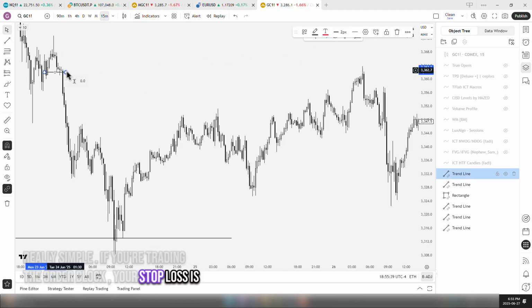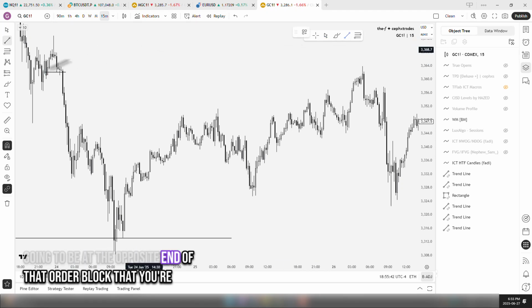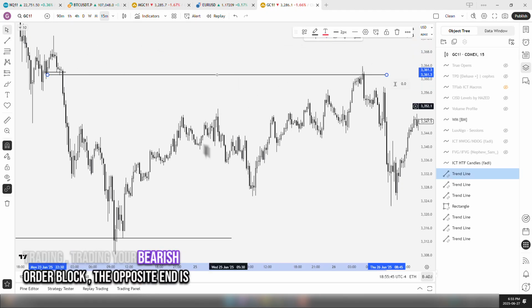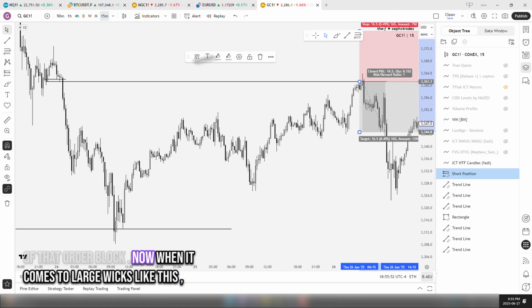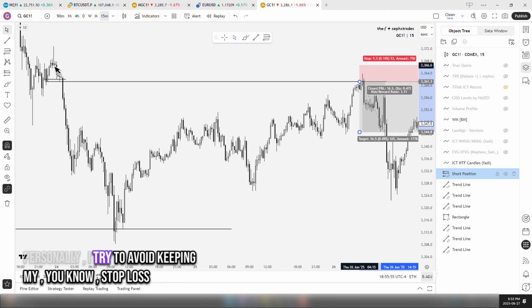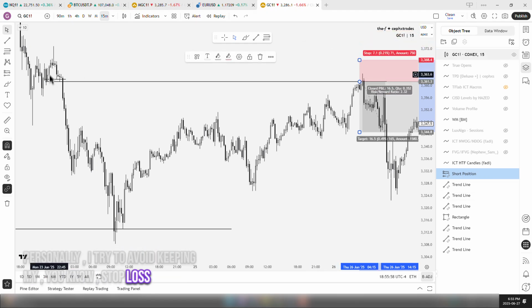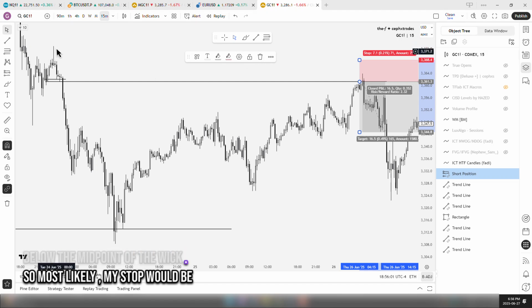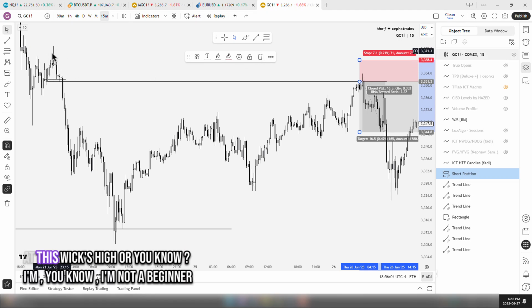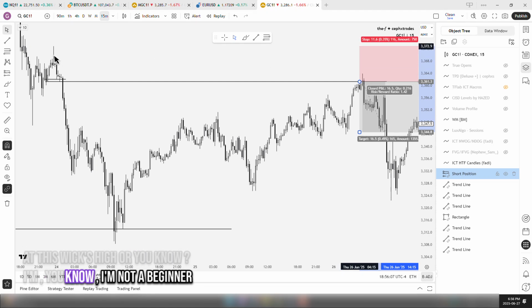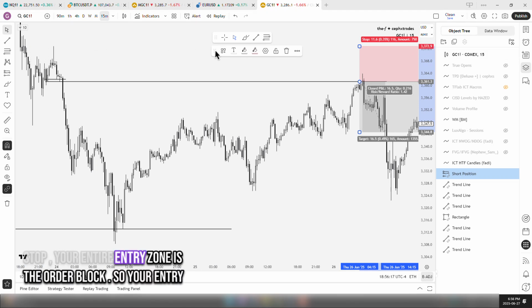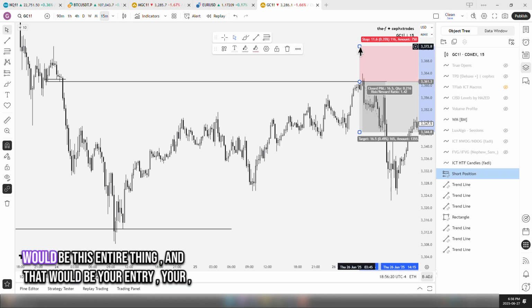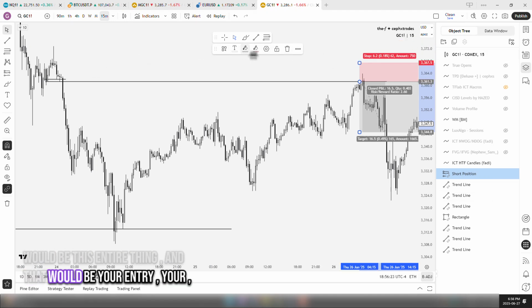If you're trading the order block, your stop loss is going to be at the opposite end of that order block that you're trading. Trading your bearish order block, the opposite end is the high of that order block. Now, when it comes to large wicks like this, personally, I try to avoid keeping my stop loss below the midpoint of the wick. So most likely my stop would be at this wick's high, or I'm not a beginner trader and I have ways of setting my stop. But what you need to know, for the most part, if you're trading the order block, your entire entry zone is the order block. So your entry would be this entire thing, and that would be your entry.